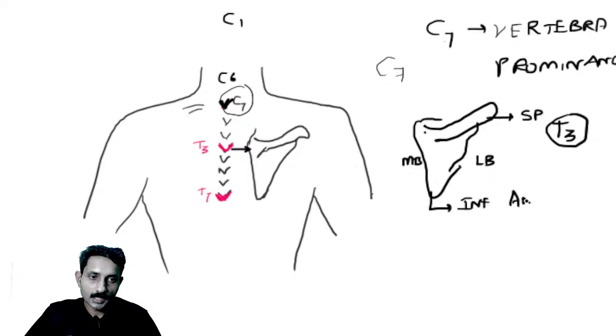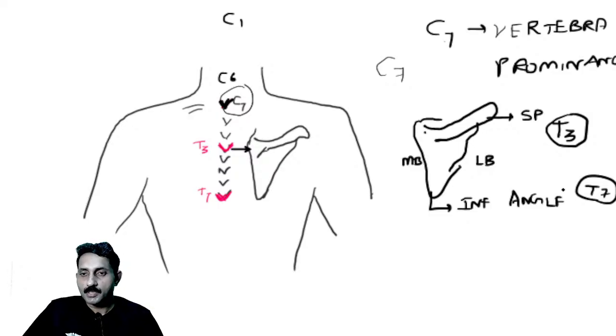Now you see here, this part is the inferior angle of scapula. Inferior angle of scapula corresponds to which level? It corresponds to the T7 vertebra. So the inferior angle of scapula is at the T7 level, and the spinous process is at the T3 level. These are the main ones, and sometimes the question can be, what is vertebra prominens? That is the C7 vertebra. They won't ask you about T1, T2.